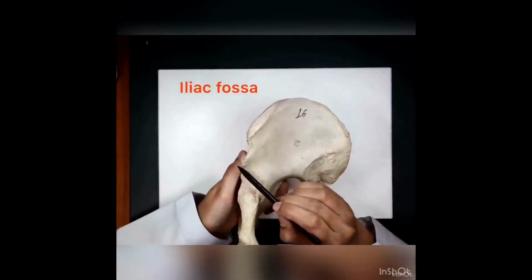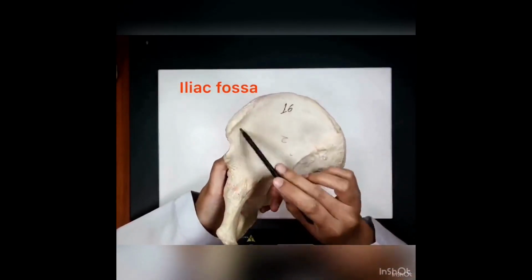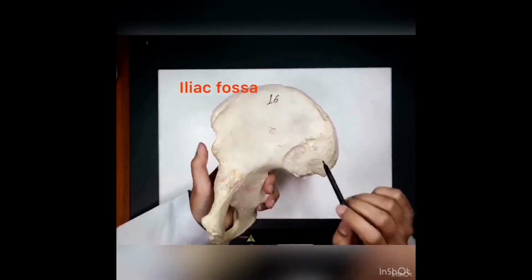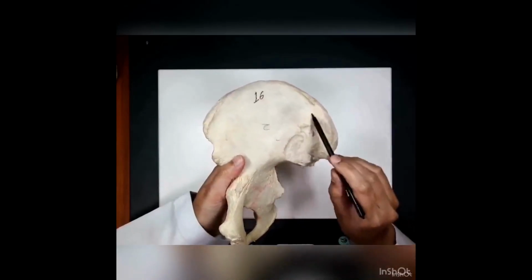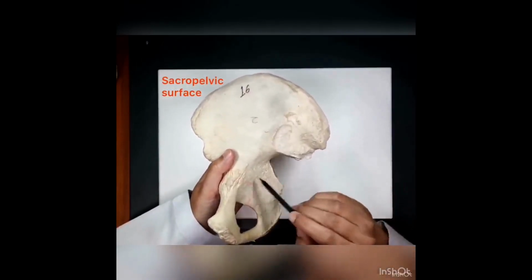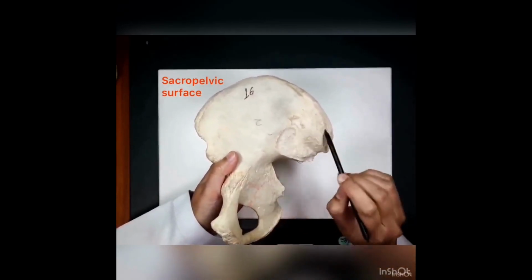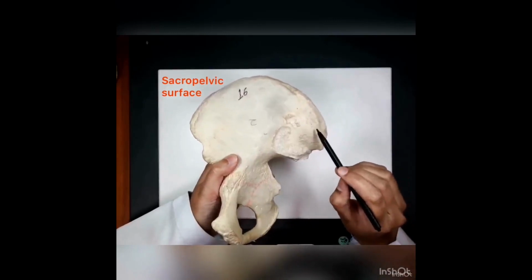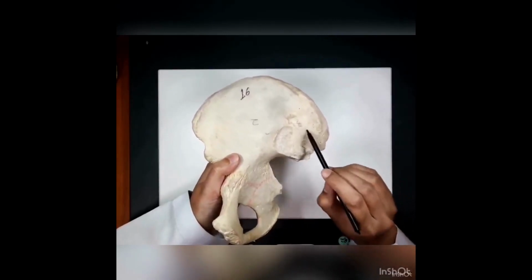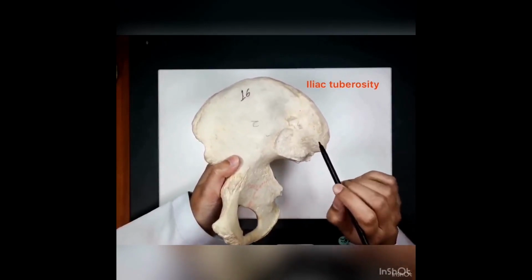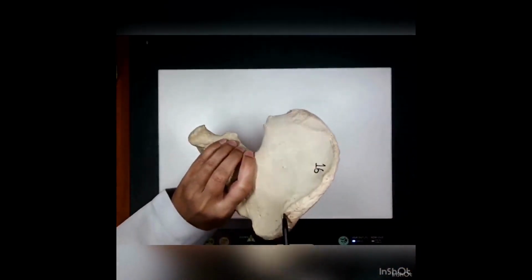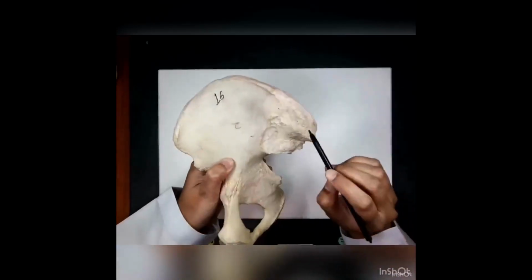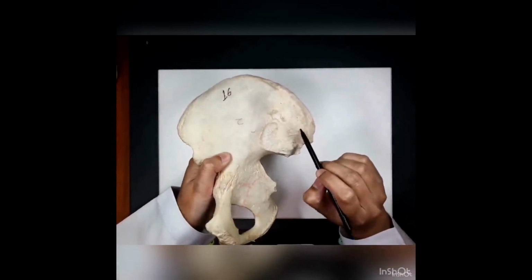Now, coming to the next surface, which lies between the anterior border and the medial border, this is known as iliac surface. The other name for this is iliac fossa. The surface between this medial border and the posterior border is known as sacropelvic surface. It is further divided into three parts. Can you appreciate this roughness? This roughened part is known as iliac tuberosity. Here what we have seen is iliac tubercle. Iliac tubercle was on the iliac crest, outer lip, and here this is the iliac tuberosity.